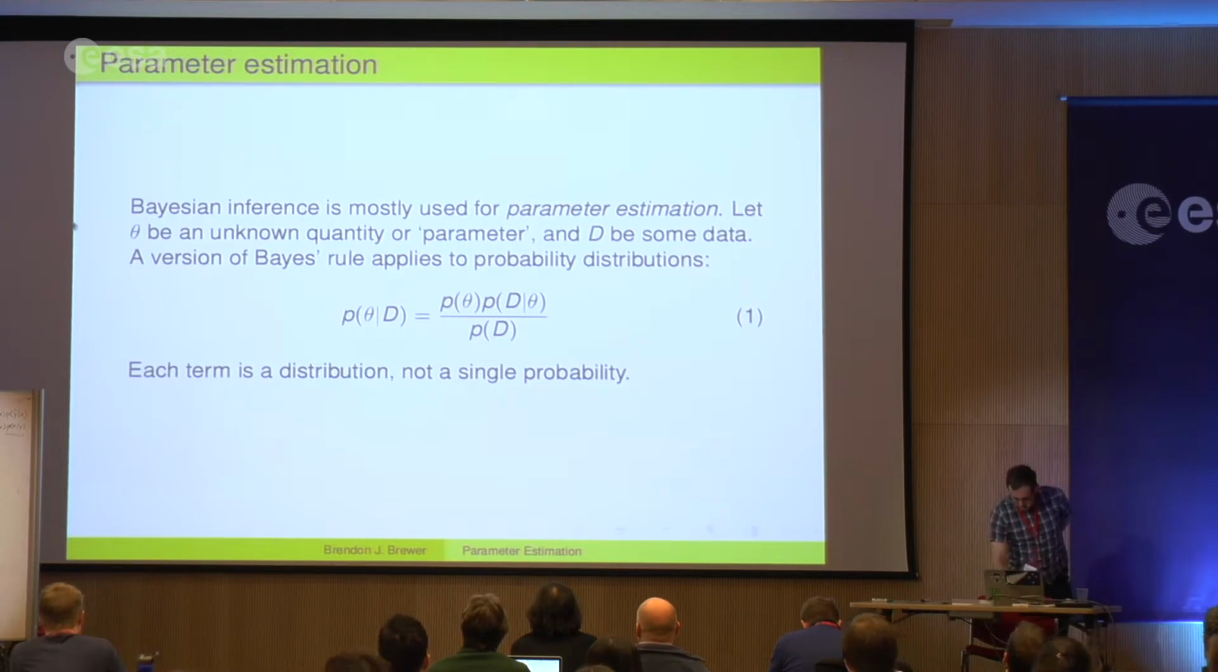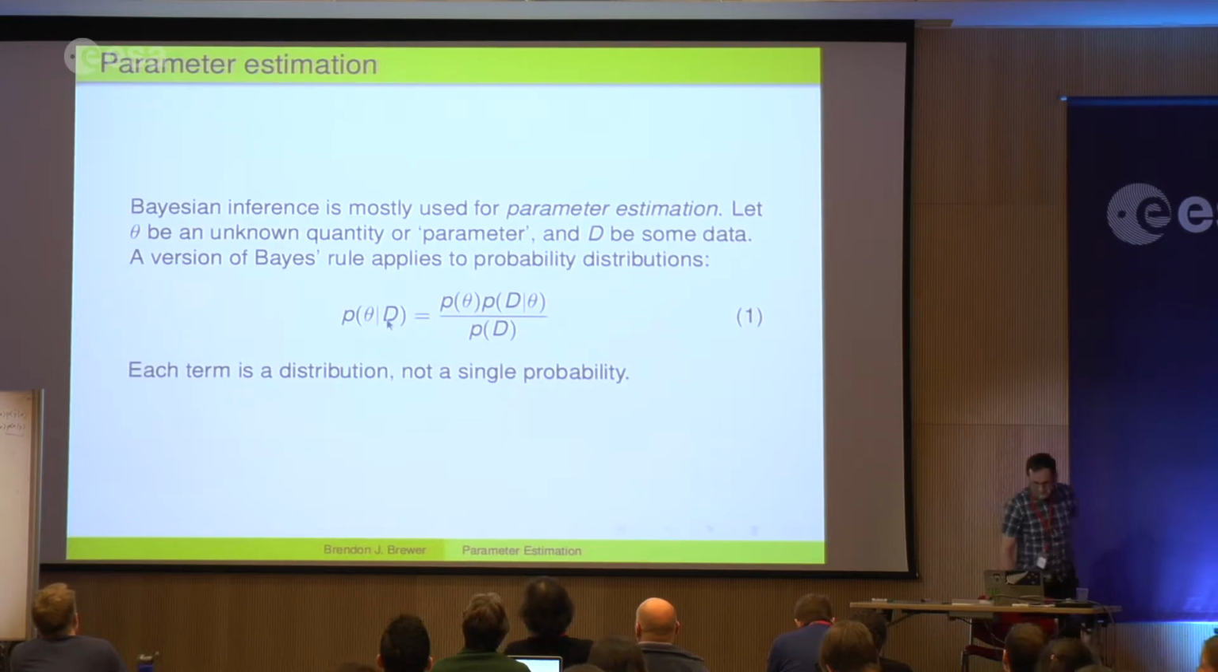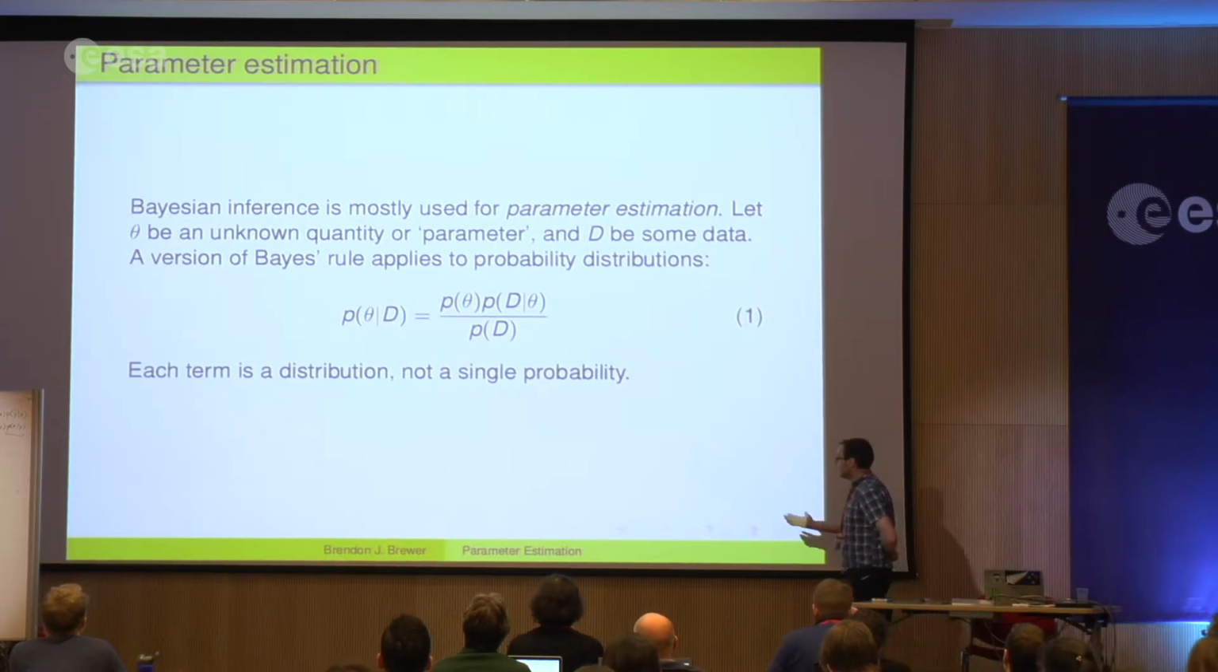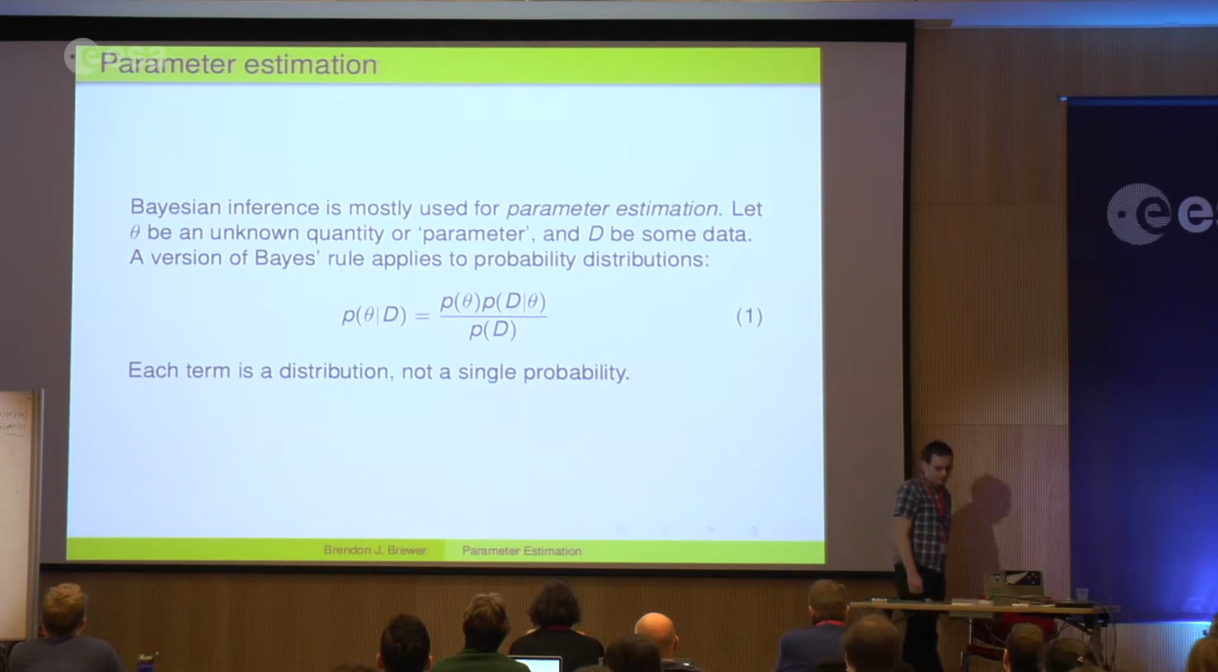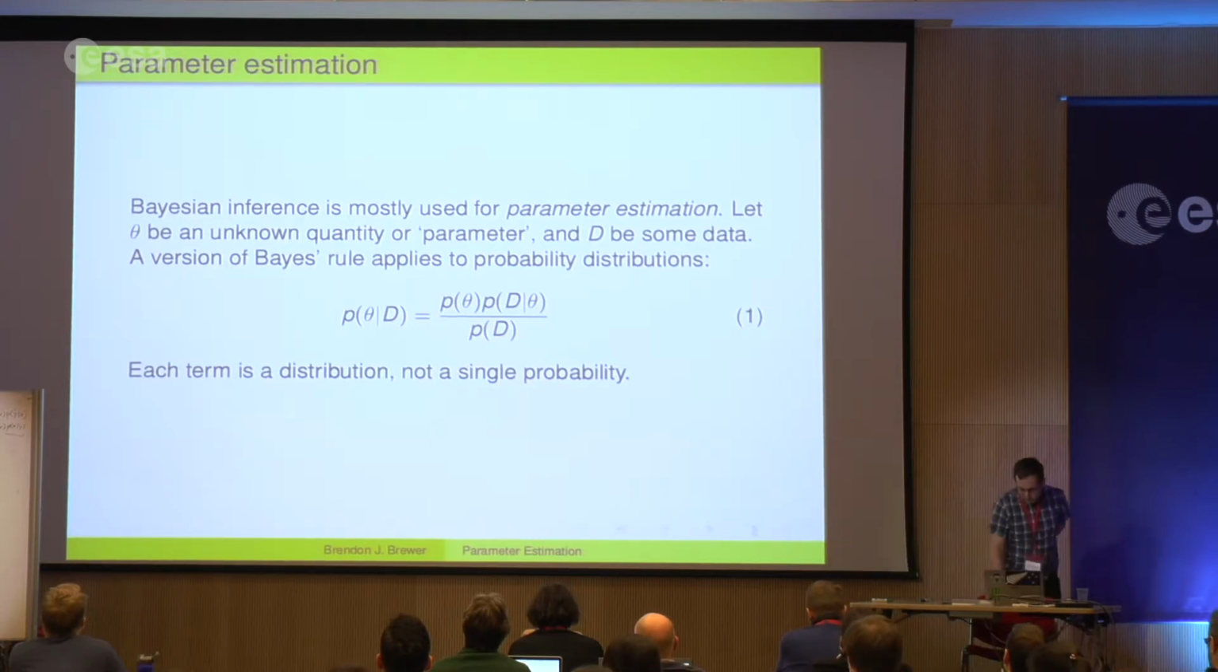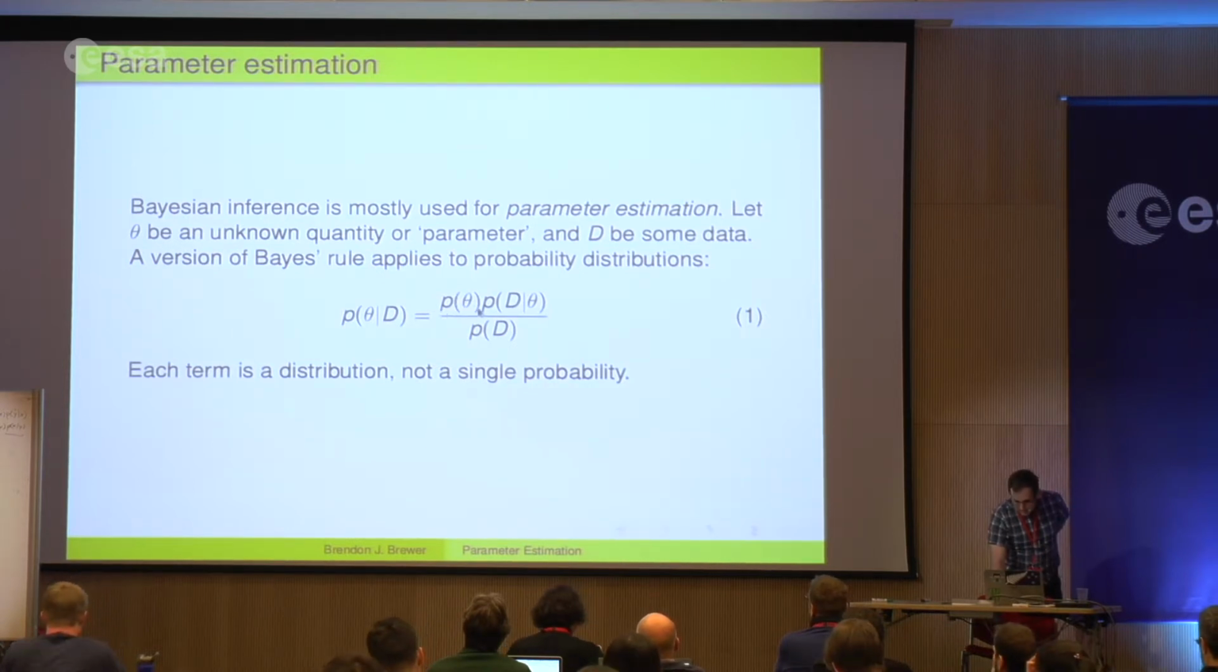And this version of Bayes' rule is how to get the posterior distribution for some unknown theta given some data d. What we're aiming to do is find this posterior distribution, which describes our updated state of uncertainty given the data. And all the terms on the right-hand side are also distributions. So here we've got the prior distribution for theta. This is the thing that describes our uncertainty before taking into account the data.